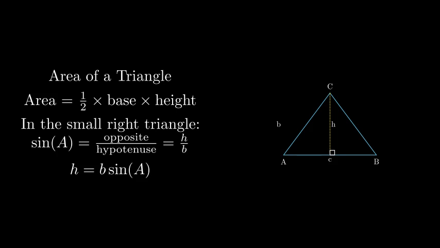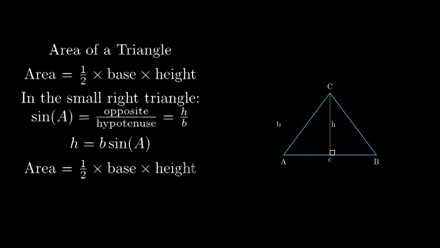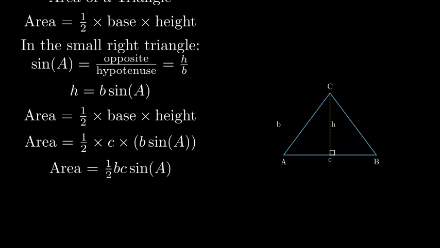Now we can substitute this expression for h back into our original area formula. Substituting, we get area equals 1/2 times c times the quantity b sine A. This simplifies to 1/2 b c sine A. This is a very useful formula.